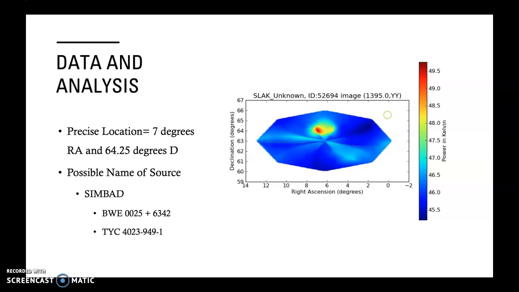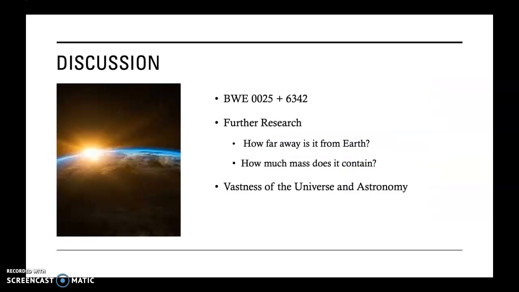2 results appeared: BWE 00256342 and TYC 40239491. TYC is a star, while BWE is a radio source. So in conclusion, it was determined that BWE was the most likely identity of our source, as a star would not emit the radio waves compatible with our object.